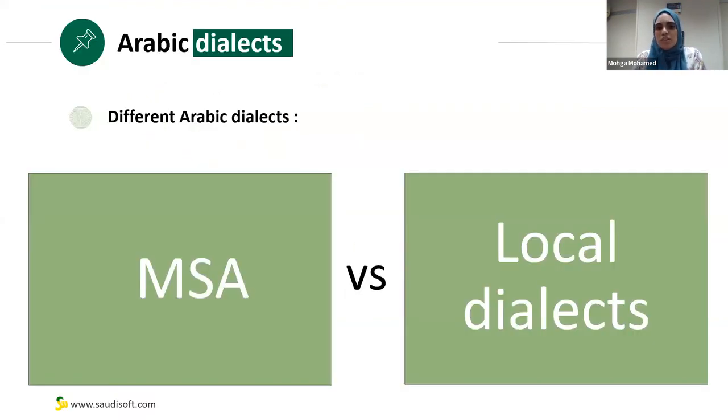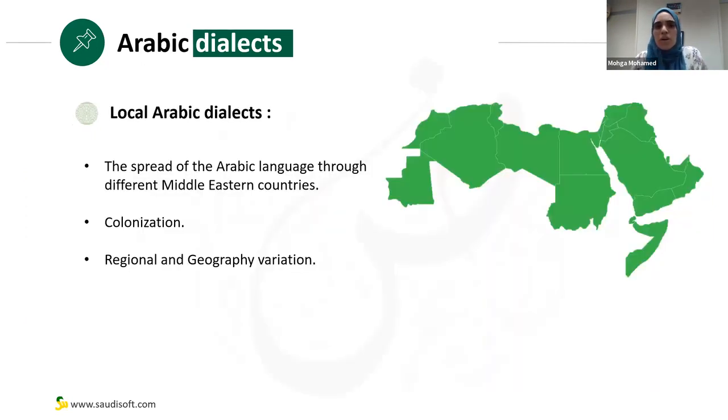And to better understand the Arabic dialects and to simplify it, we can divide the Arabic language dialects into the MSA dialect, which we will talk about in depth in the upcoming slides, and local dialects. So going back in time, while the Arabic language spread through different Middle Eastern countries, it mixed with the local language of those countries. And therefore, different Arabic dialects were developed through time.